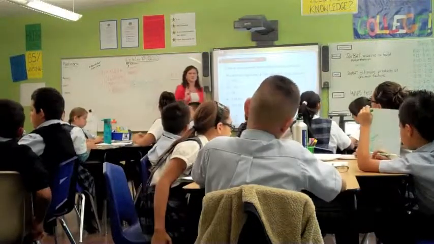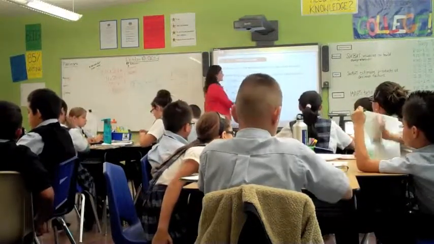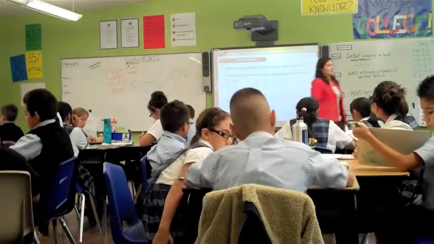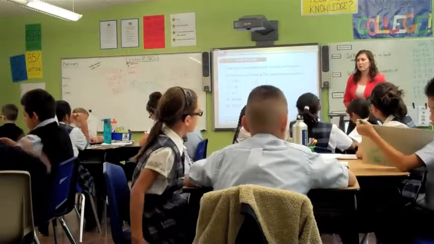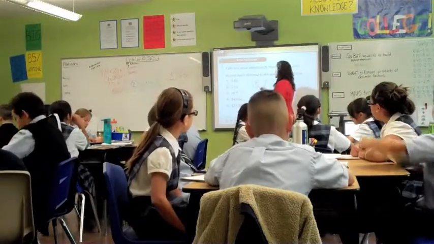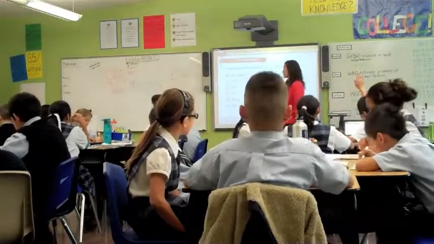Hands still, eyes up here. I saw some different answers for that one. Let's do that together. 18 and 7/10. On 3, tell me which digit is in the ones place. 1, 2, 3. 8.